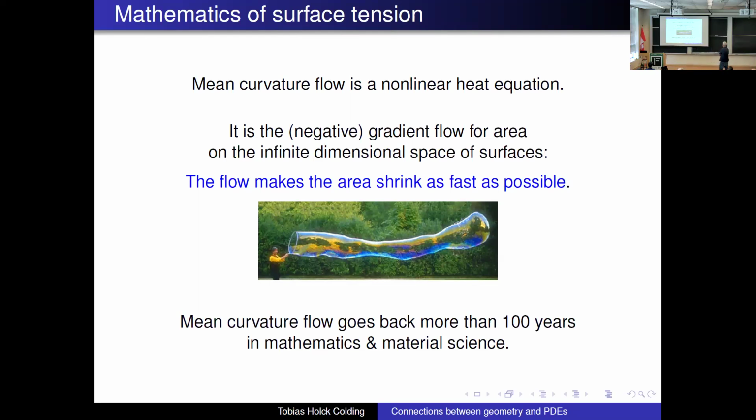And you can think about it as the negative gradient flow for area on the infinite dimensional space of surfaces. So if you take a surface in R3, and you try to evolve the surface so that the area locally decreases the fastest possible, then it is moving by the mean curvature flow. Okay.